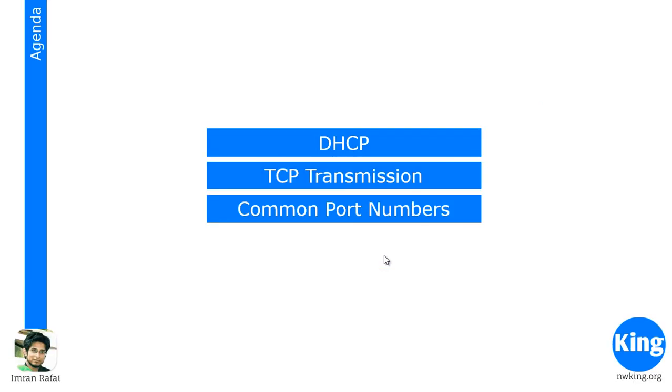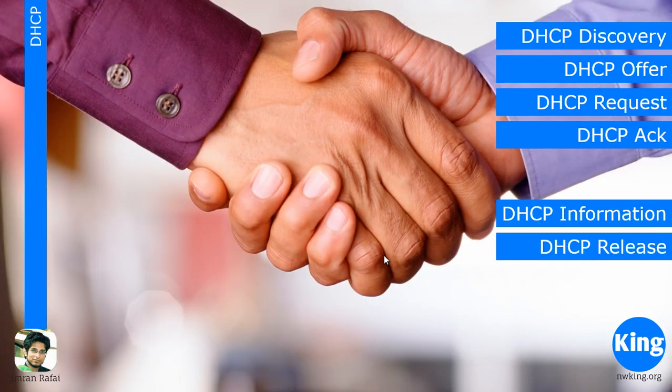Today we would be dealing with 3 important topics. The first one being DHCP, then we would look into TCP transmissions, and then we will look into common port numbers. Right, so we spoke about IP addresses, and one critical factor in IP address configuration is DHCP. Now the full form of DHCP is Dynamic Host Configuration Protocol, and what it literally means is it's a protocol that helps you configure IP addresses to hosts dynamically, right?